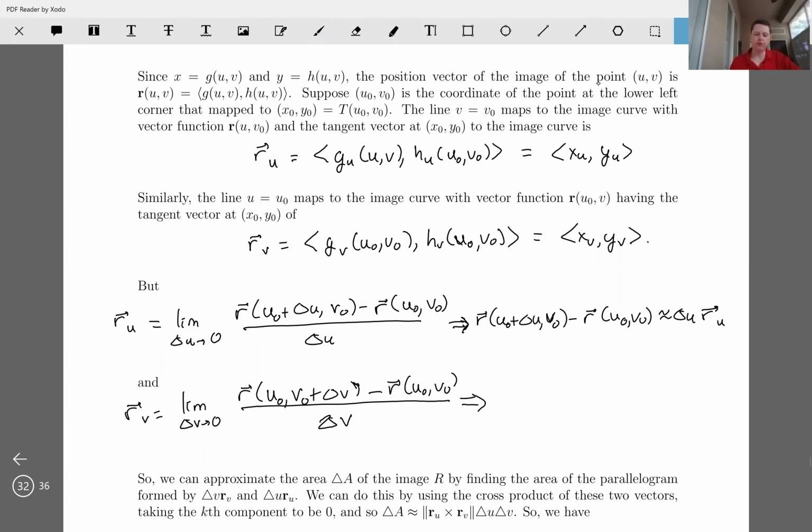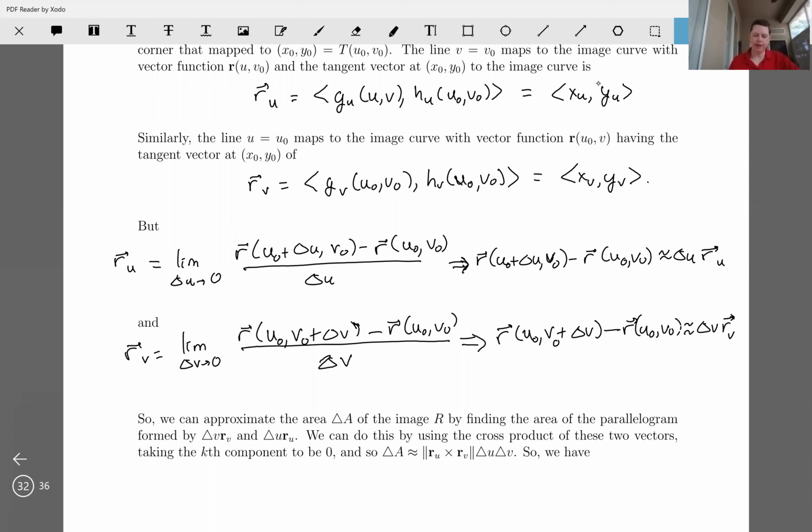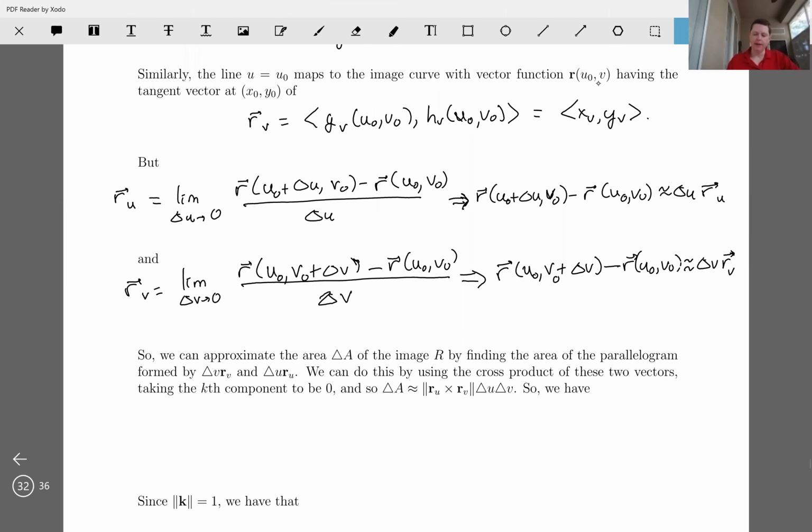We're going to multiply through by delta v, and if we do that, what we obtain is that this difference is approximately, and that's an approximately, by the way, delta v times the partial with respect to v. Okay, so we can now approximate the area delta A of our image by finding the area of the parallelogram formed by delta u r sub u and delta v r sub v.